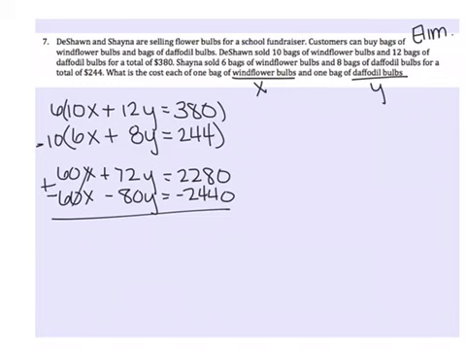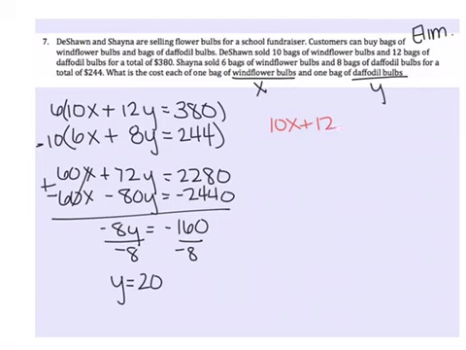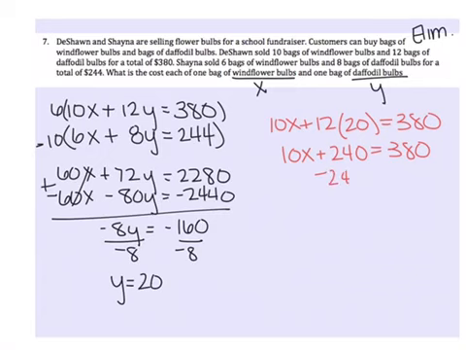Now I'm able to add straight down. I get negative 8y equals negative 160. Solve for y, so y is going to equal 20. Then I can plug that back into one of my original equations. So I'm going into the top one, 10x plus 12, and since y is 20, I can plug that in. Now I just have to solve. Subtract the 240. So I get 10x equal to 140, divide by 10, so x is going to equal 14.